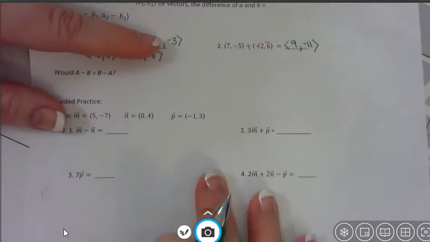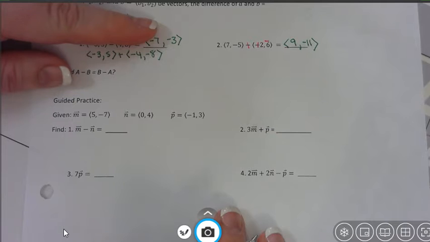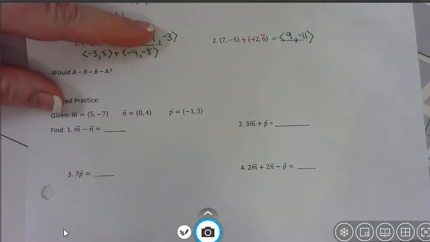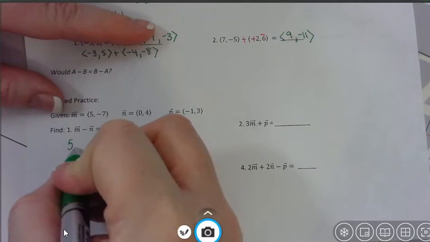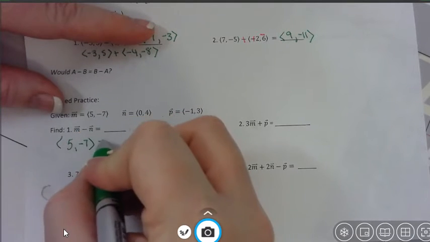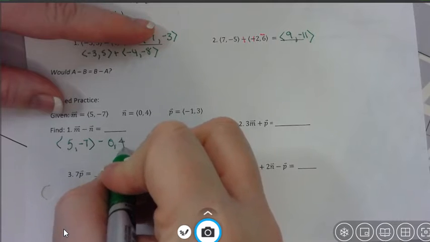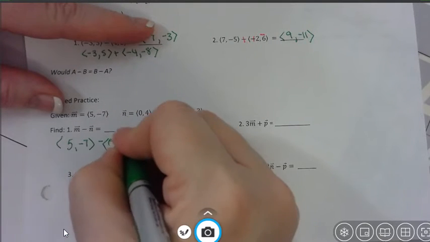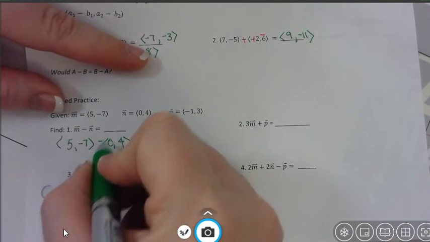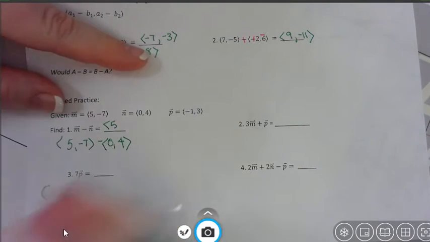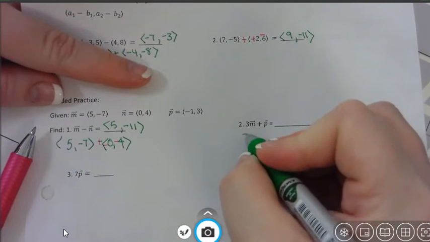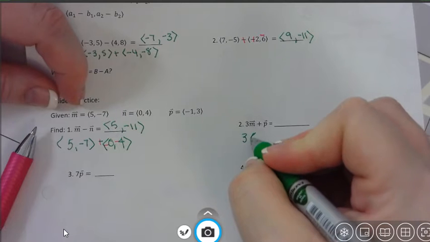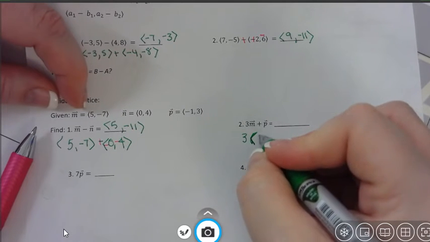All right, so all the kids work these. I did one of them, and I let them fill in the other ones, but I'm going to go through and work them real quick. If you want to pause this and see if you can get it, you're more than welcome to. So 5, negative 7, minus 0, 4. All right, so that's going to give us 5, distributing, 5, negative 11.